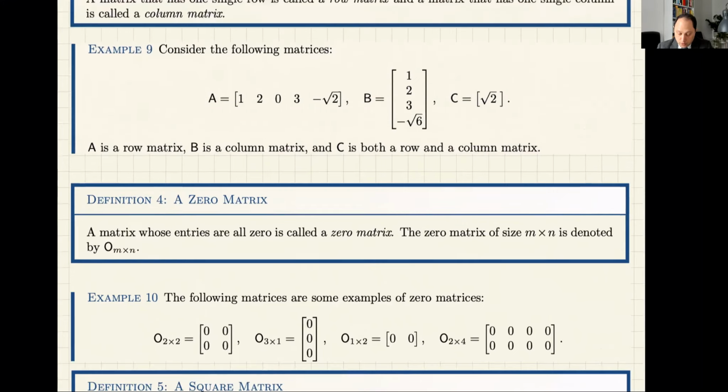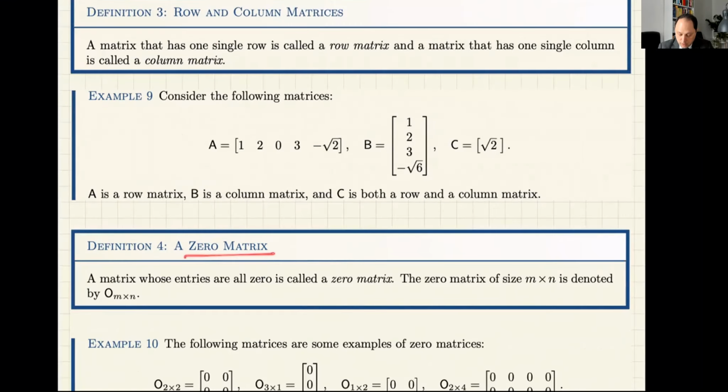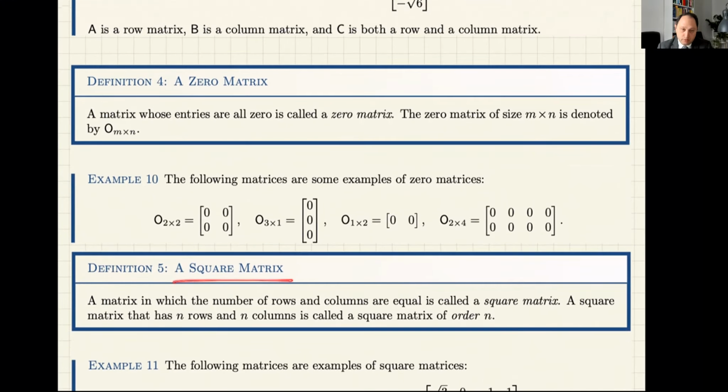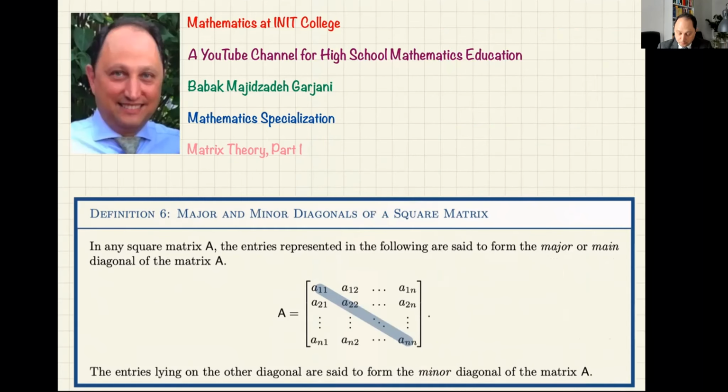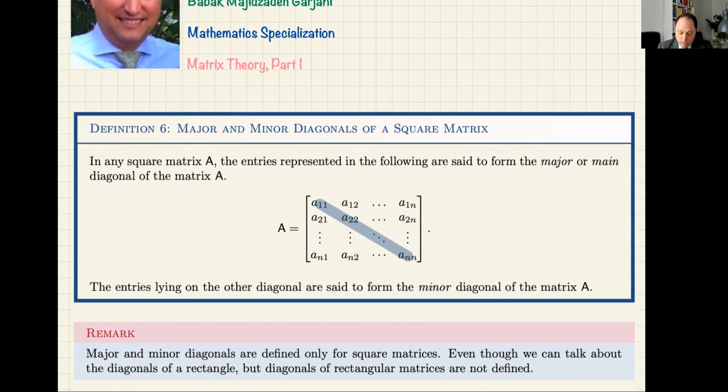So what we learned so far: row and column matrices, zero matrices, square matrices. Yes, so we learned about these three. We continue. There is another terminology that I want you to know in matrices: major and minor diagonals of a square matrix. Okay, I will come back to this point. So assume that I have a square matrix. If you see, this is a square matrix. Why? How do you see by looking at this why this is a square matrix?